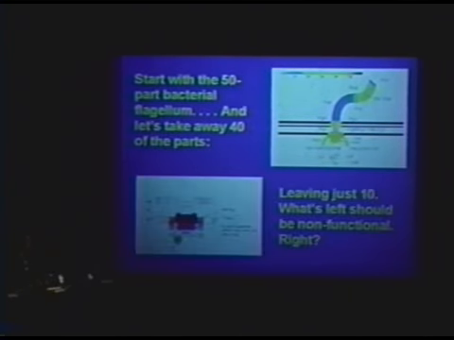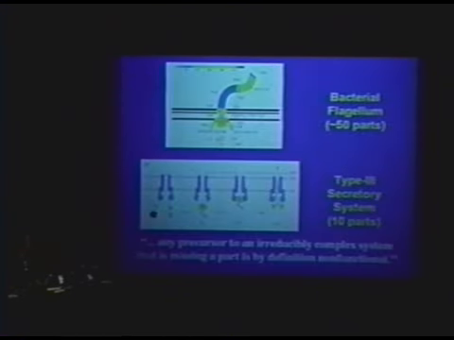And what that does is it leaves just 10 parts behind. And the 10 are shown right there in this little structure. Those 10 parts ought to be non-functional by your definition of irreducible complexity. But it turns out, as you know, that they are not. Those 10 parts turn out to form the type 3 secretory system. And again, there's your statement.